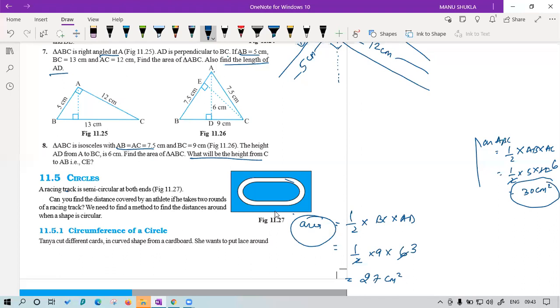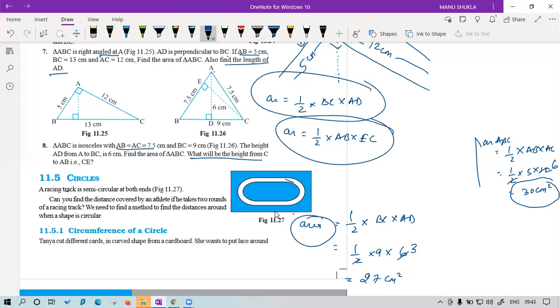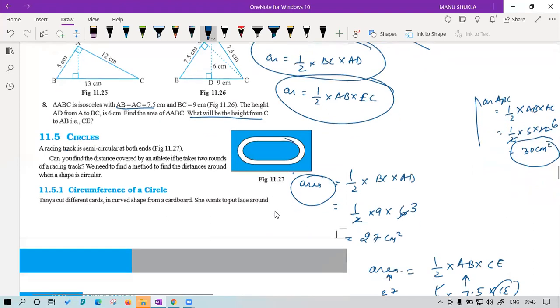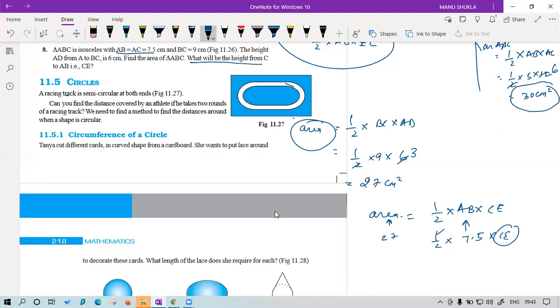They are very easy. First, I have found the area taking BC as base and AD as height. After finding the area, I have again found the area equal to half into AB into EC. Same thing. Okay. Now, the next concept is circles.